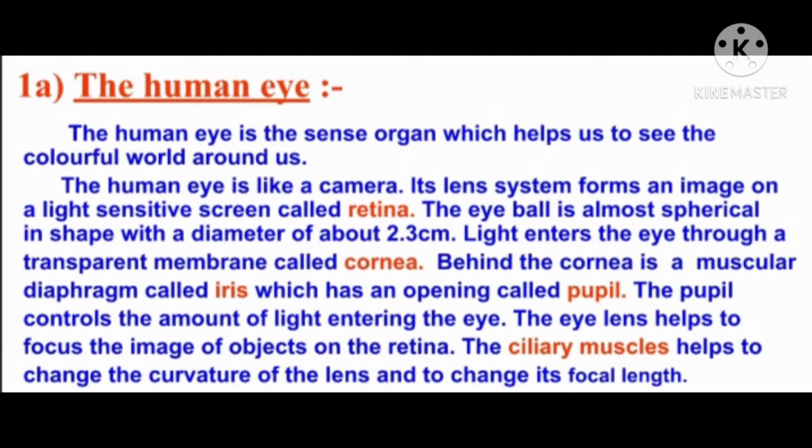The light enters the eye through a transparent membrane which is called the cornea. Behind that cornea there is a muscular diaphragm that is called the iris, which has an opening called the pupil. What is the function of the pupil? Very important. The pupil controls the amount of light entering our eye. Our eye lens helps to focus the images on the retina. The ciliary muscles help us to change the curvature of the eye lens and to change its focal length.